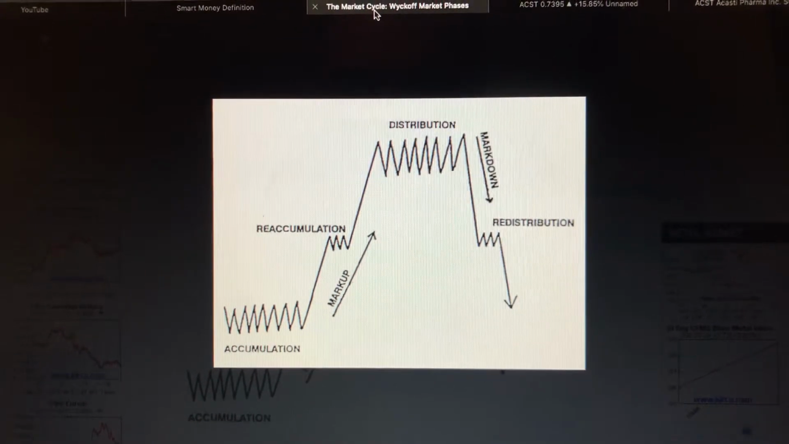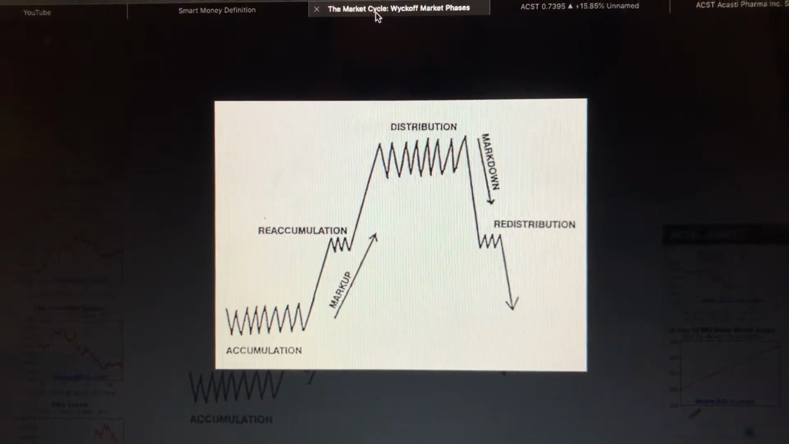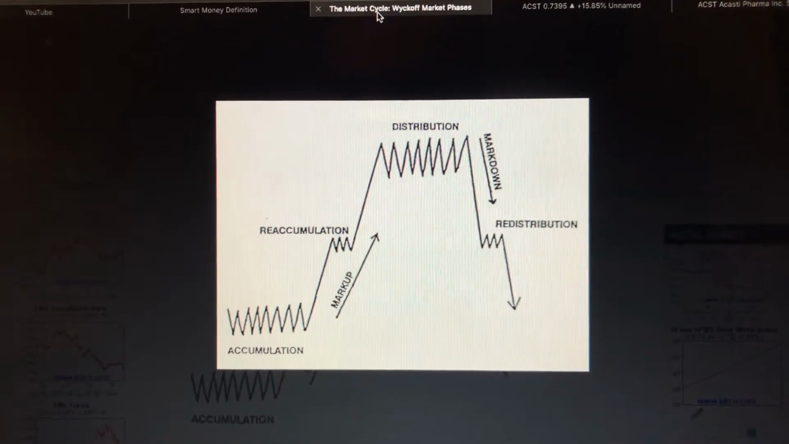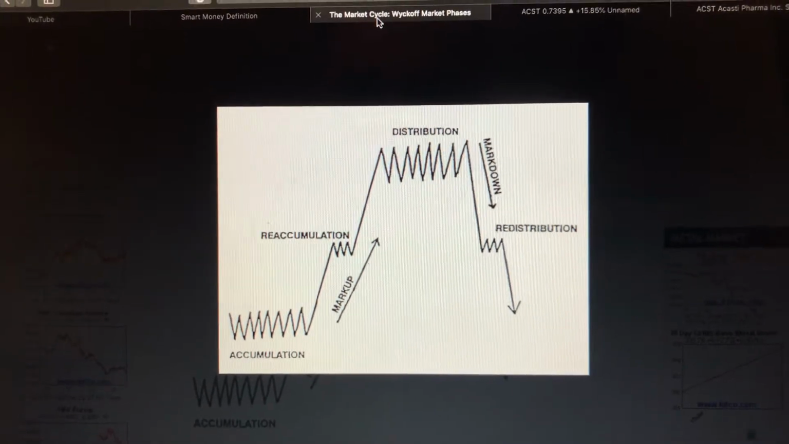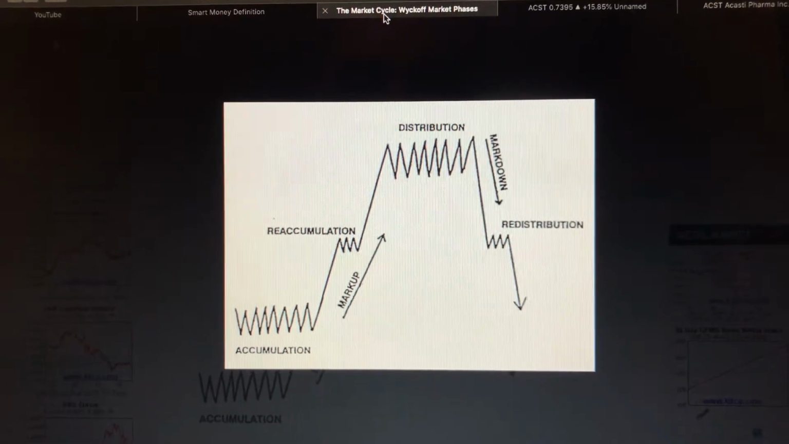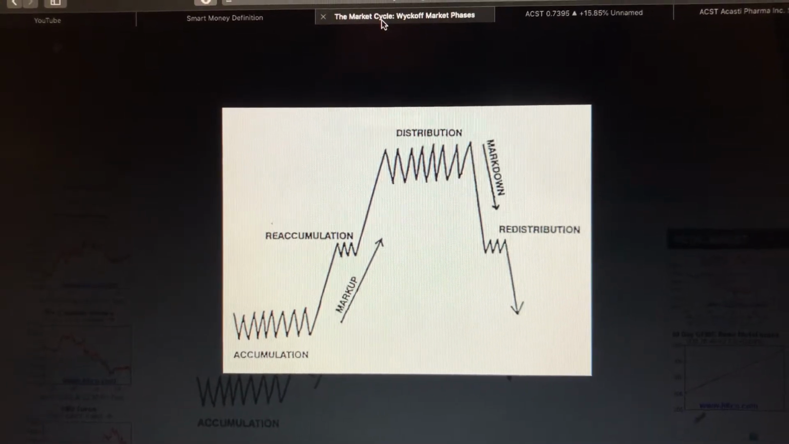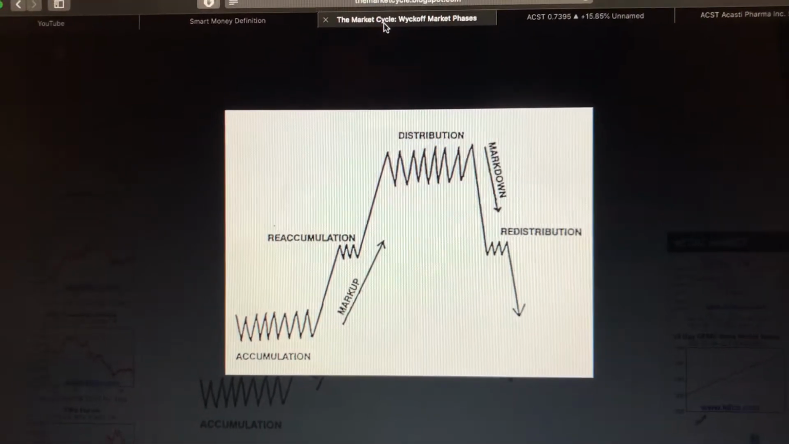They will go as far as move the price up and down within a range, just to scare off small time retail and dumb money investors. So that when they start to mark up the price, which is the next phase, that is when you can really get in to try to get some maximum profit.